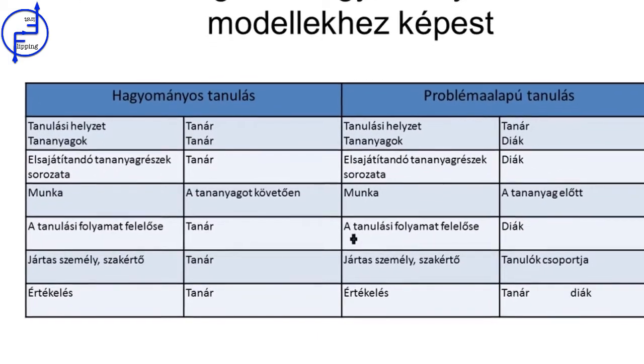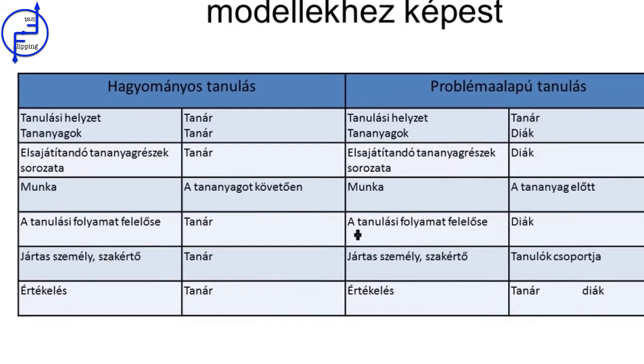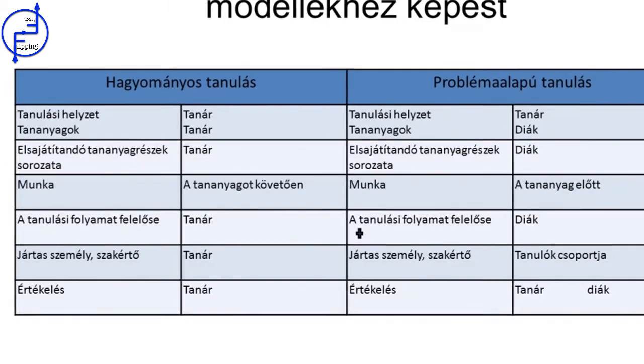In the traditional model, the learning situation and materials to be used are provided by the teacher. While in problem-based learning, the teacher presents the learning situation and the students select and generate the learning material. On the other hand, the sequence of actions to be carried out in the learning is marked by the teacher in the traditional method, while in problem-based learning, the student takes part in the creation of that sequence.